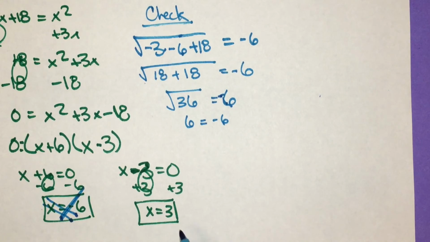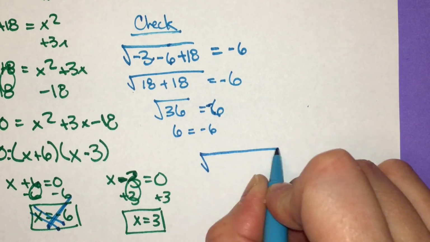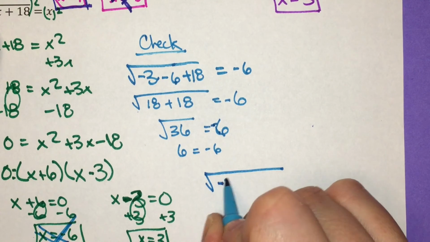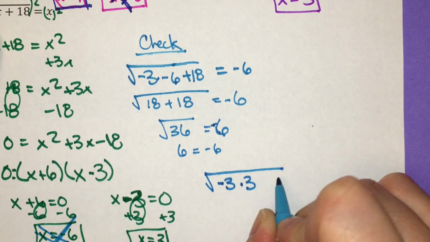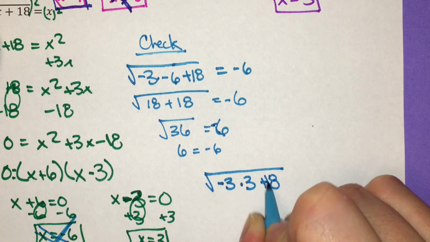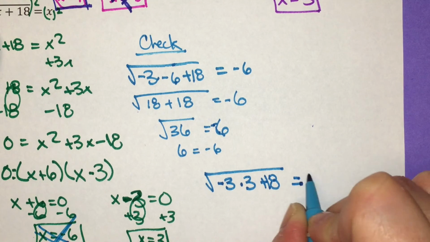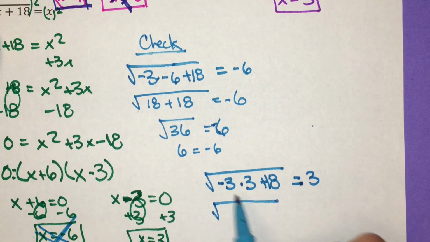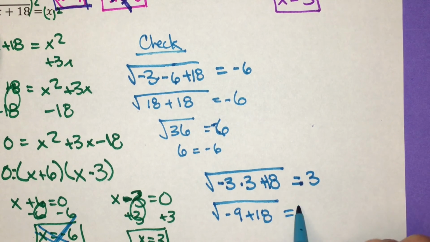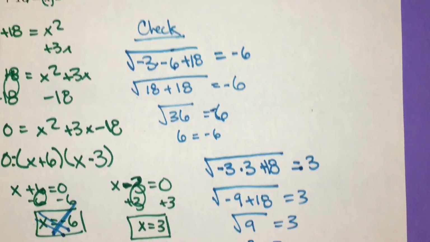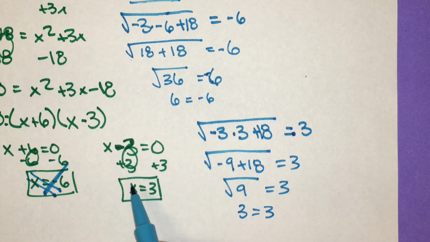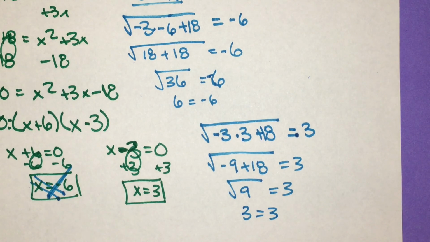Now I'm going to plug in 3 for x. We have the square root of negative 3 times 3 plus 18 is equal to 3. All right, negative 3 times 3 is negative 9, plus 18 equals 3. Negative 9 plus 18 is 9, and the square root of 9 is 3. So the two sides are equal. So I know that x equals 3 is my only answer.